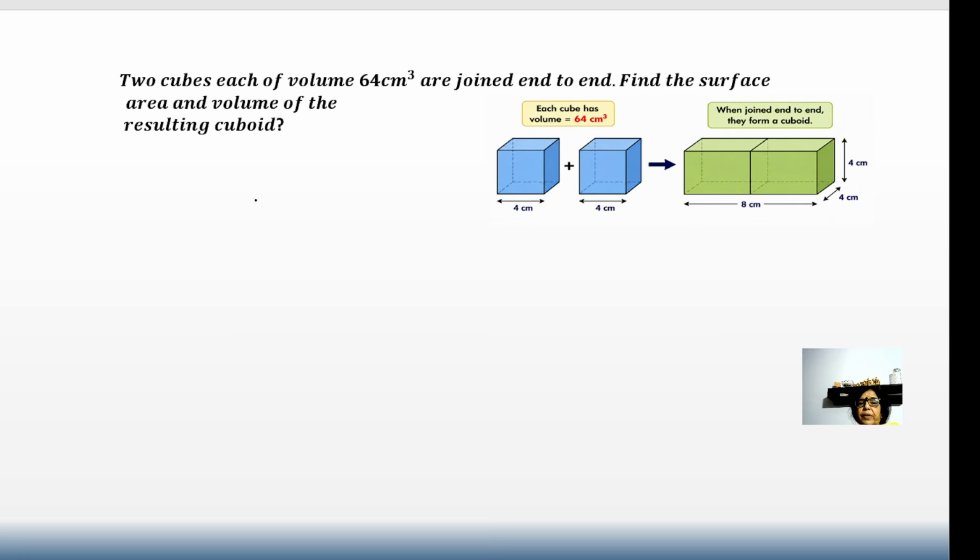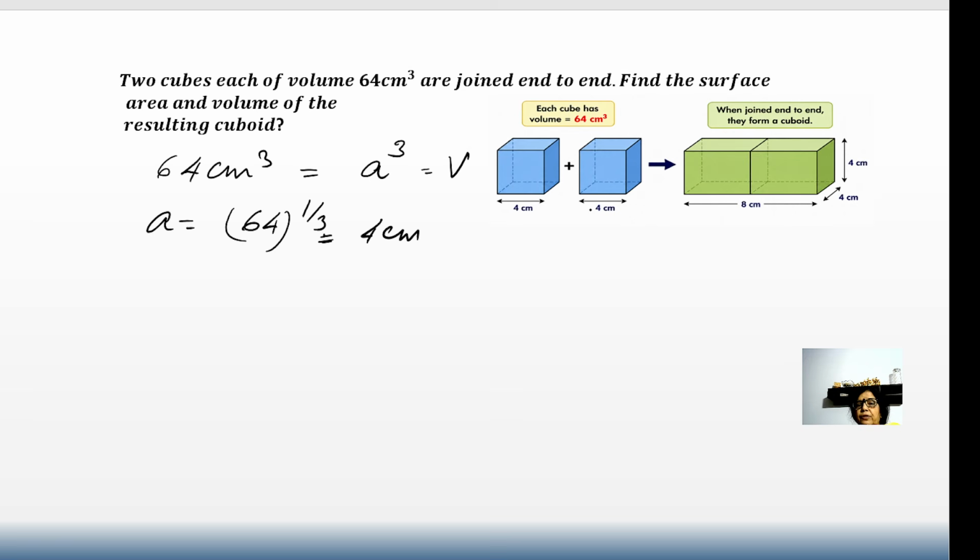Now let's take this question. Two cubes, each of volume 64 cubic centimeter, are joined end to end. Find the surface area and volume of the resulting cuboid. So we have two cubes and each cube has a volume of 64 cubic centimeter. So volume of a cube we know is given by a cube. So the value of a, that is the edge length, becomes equal to cube root of 64, that is equal to 4 centimeters. So the edge over here is 4 centimeter.